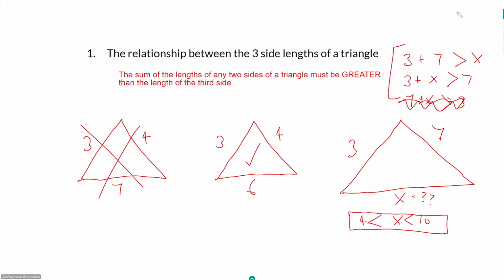And so from these two, if you want to just then get them in terms of X, this is telling you X is less than 10. And then if I just rearrange this guy here, it is telling me X must be greater than 4. So between these two guys, X must be between 4 and 10. Another way of putting that, X must be less than the sum of your other two sides, but it also must be greater than the difference of those two sides.